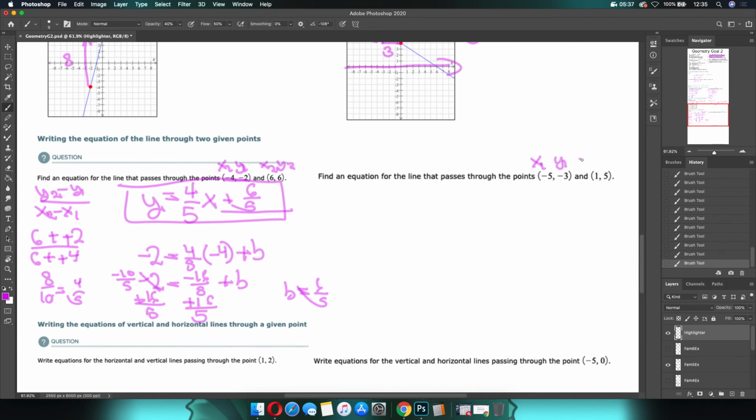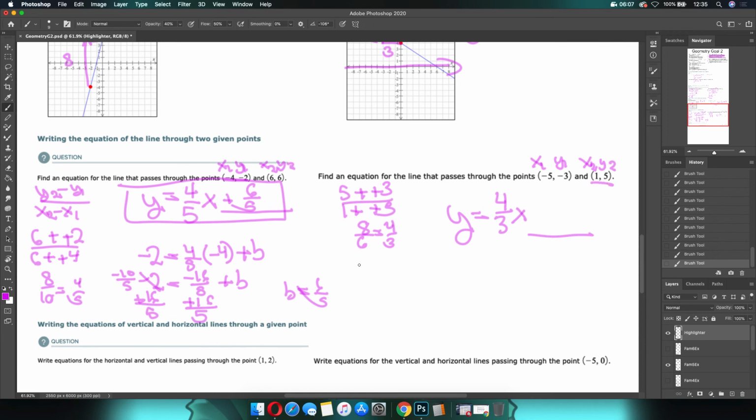x1, y1, x2, y2. So y2 is 5 minus negative 3 over 1 minus negative 5, addition, addition. So that's going to be 8 over 6, which is 4 thirds. So y equals 4 thirds x plus something. All right? Eeny, meeny, miny, moe. I like those numbers because they're positive.